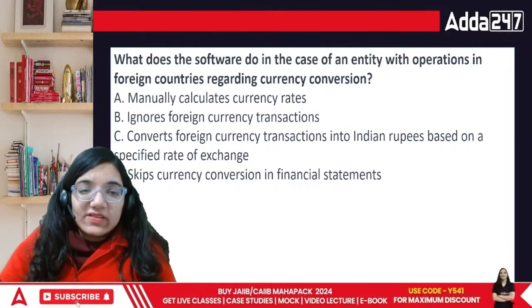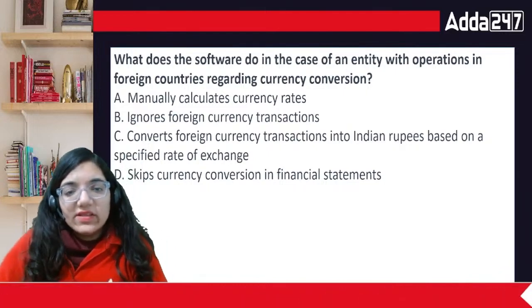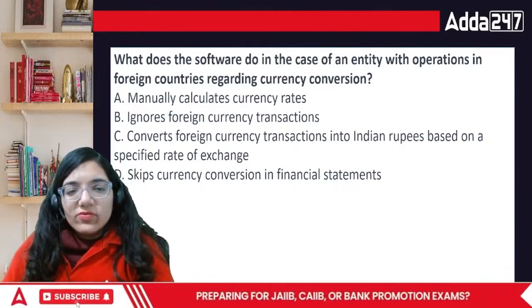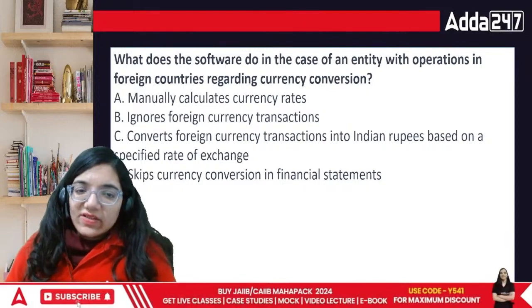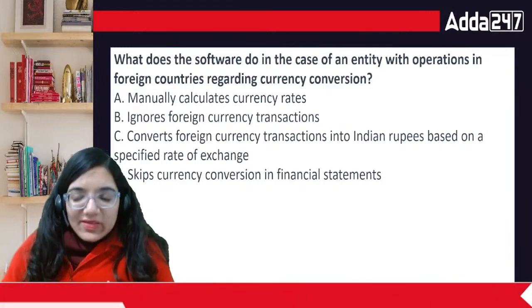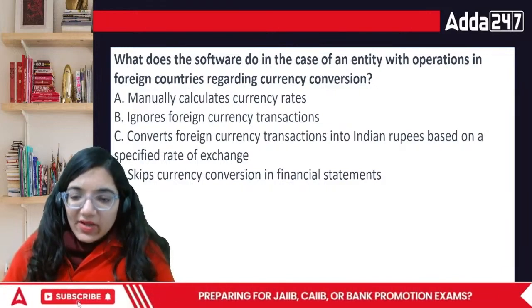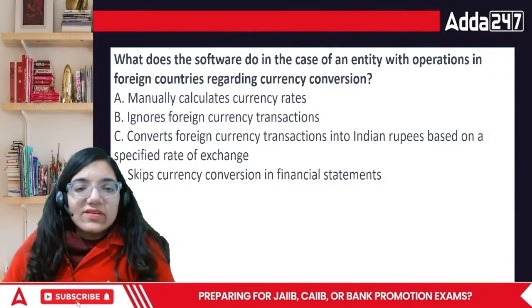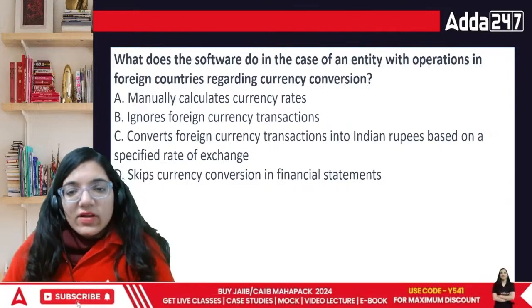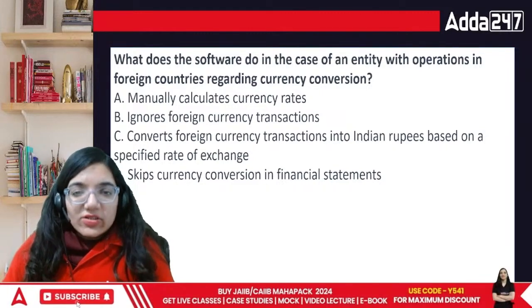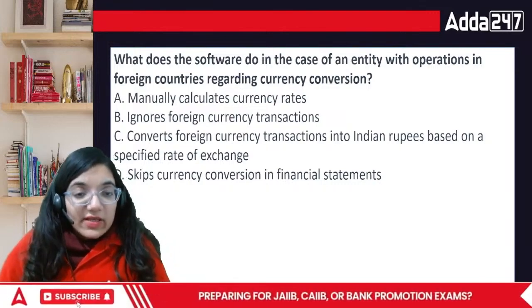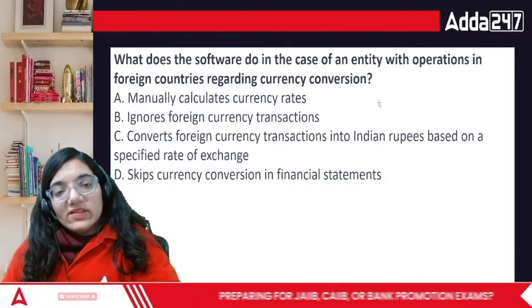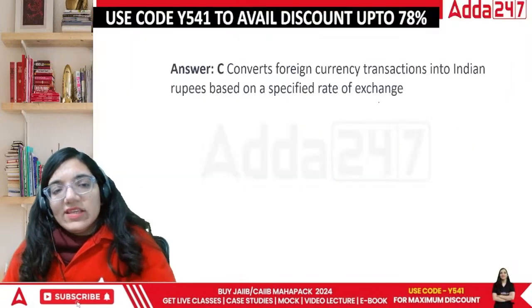Manually calculates currency rates or ignores foreign currency transactions. It cannot do that. Converts foreign currency to Indian rupee based upon the specified rate of exchange, or skips currency conversion. It cannot. Manual calculation is also not required. It is based upon whatever the current price would be. We are going to consider that current price and gather all the information accordingly. What should be the spot rate in this case? So the answer is actually C.